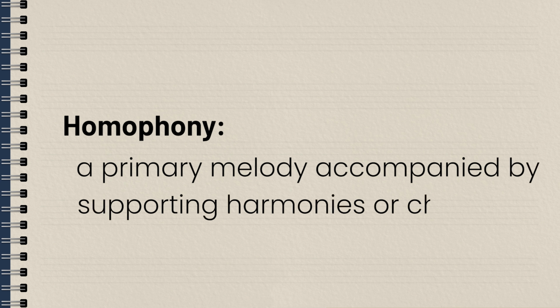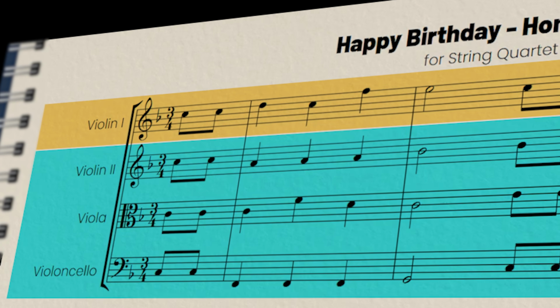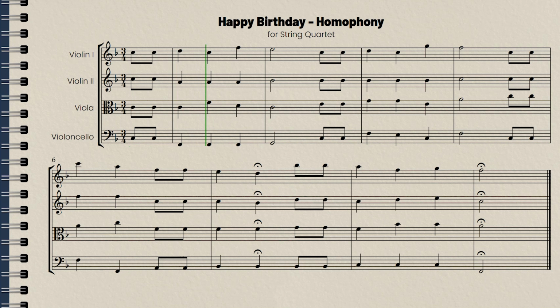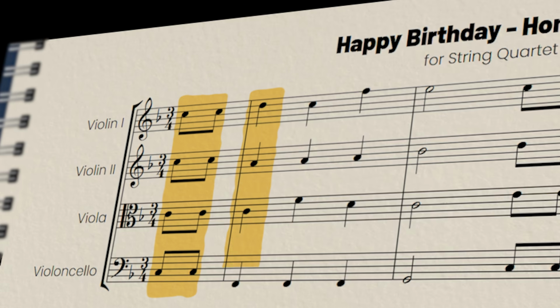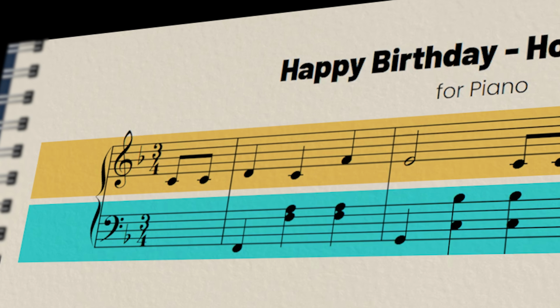Homophony features a primary melody accompanied by supporting harmonies or chords. Let's listen to two examples of Happy Birthday in a homophonic texture. In the first example, for a string quartet, the first violin plays the melody while the other instruments accompany it. Please note that the rhythm of all parts is exactly the same. In the second example, for a piano, the right hand plays the melody, while the left hand provides accompaniment.